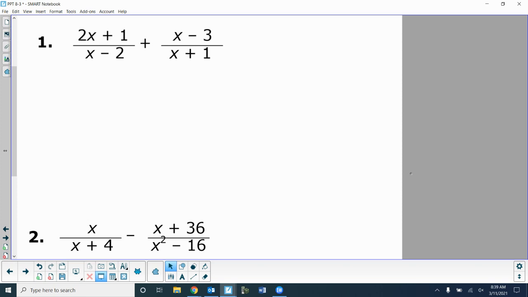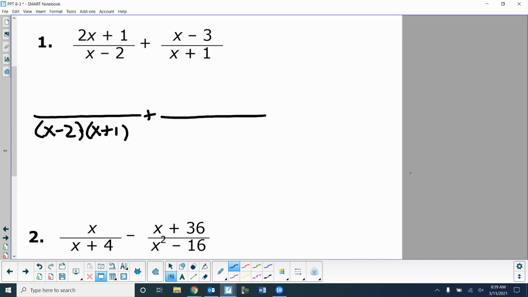Can I factor either one of those? You just told me no. So whatever shows up, write it down. So what's the common denominator? Right. If you can't factor them, you just write them down.